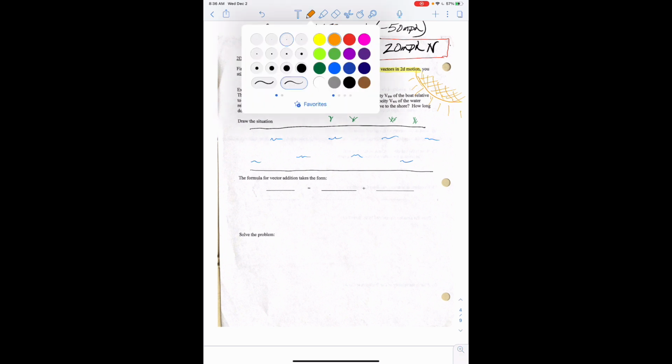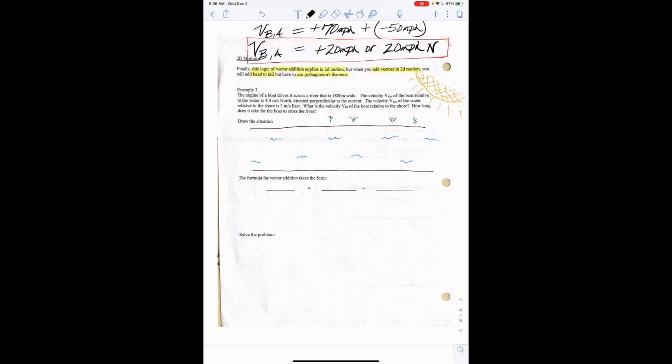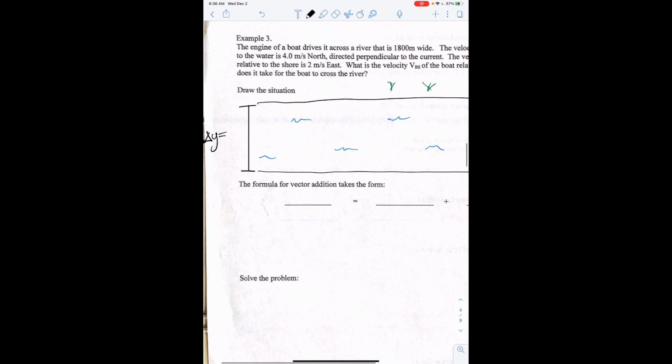All right, and there's a river there. It says that the river is 1,800 meters wide. So when we say 1,800 meters wide, we mean this direction right here. I'm going to call this delta y. All right, 1,800 meters across the river, and so I'm calling that the y direction right there.